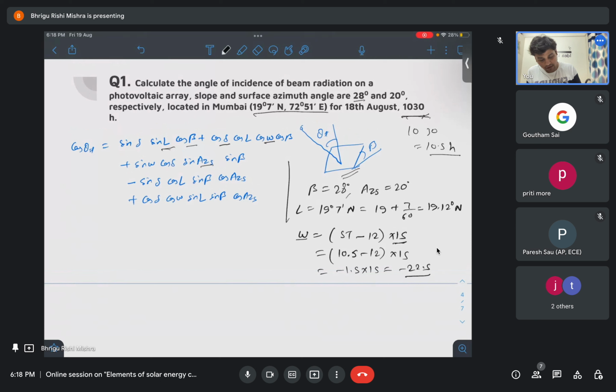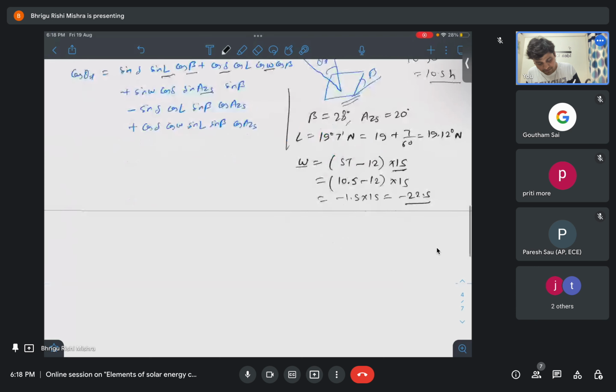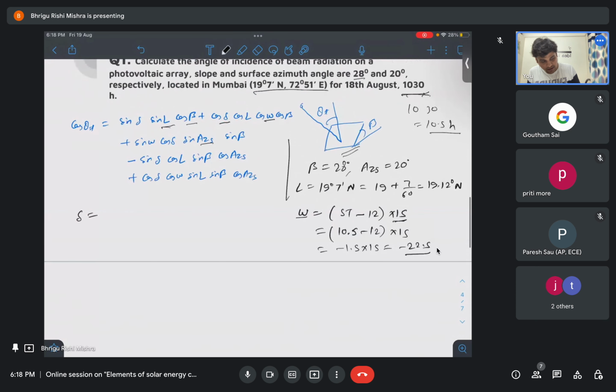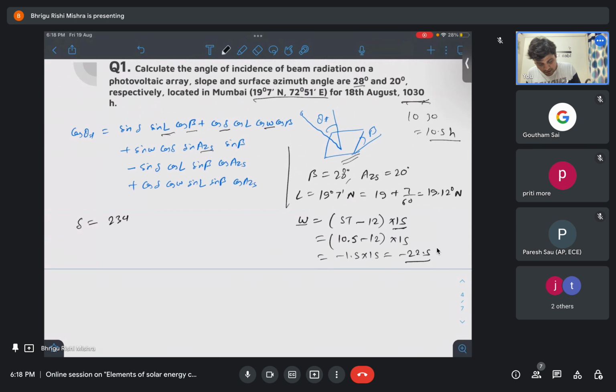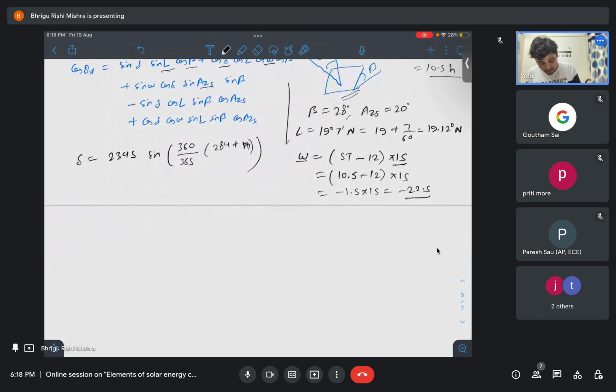Now we need to calculate delta, that means the declination angle. Declination angle delta is 23.45 sine of 360 by 365 into 284 plus n. Now we need to calculate n. Here it is 18th August, but how can we calculate n?